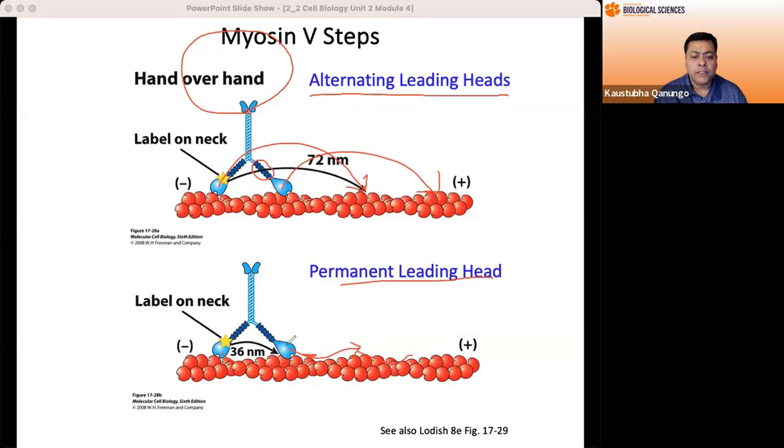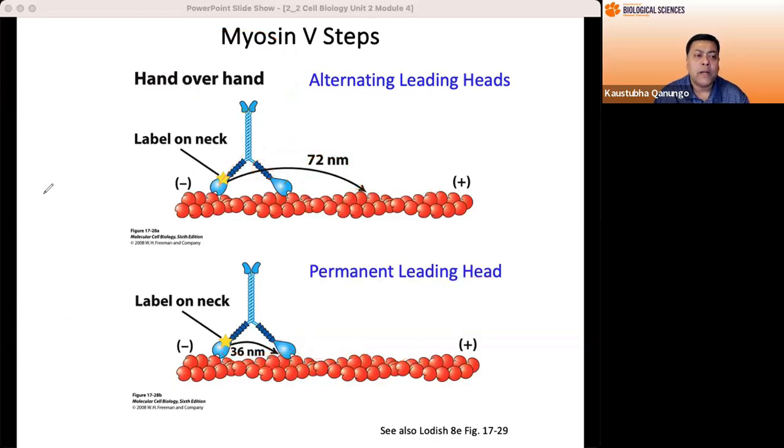And then this one will always be the leading head, so you scoot right here, and then you move this one to the other. It will always be the leading head, and it will scoot the back foot back. So this is basically 36 nanometers versus 72 nanometers. And these are some of the ways that they can predict what kind of movement is associated with that. And the alternating leading head is basically the hand-over-hand walking movement.